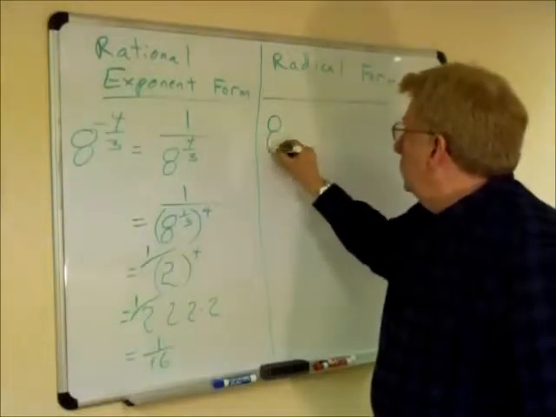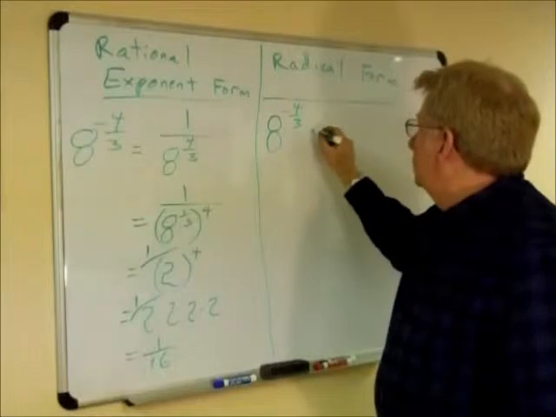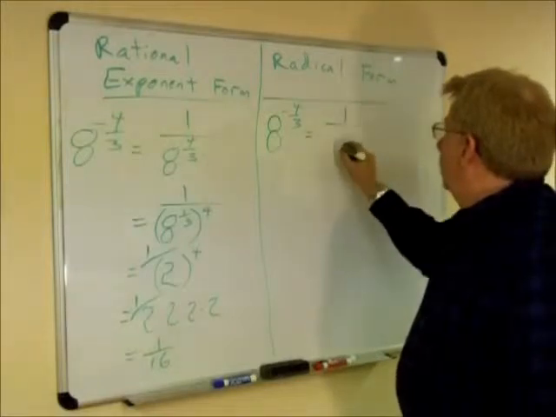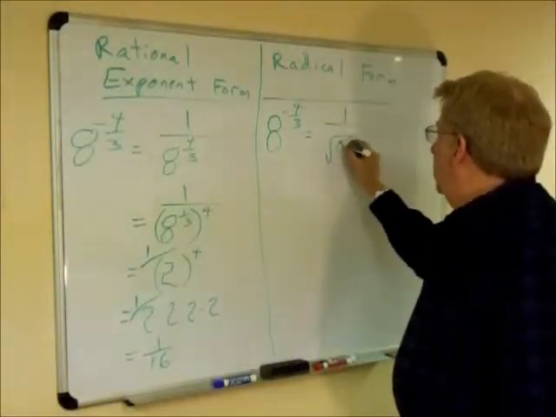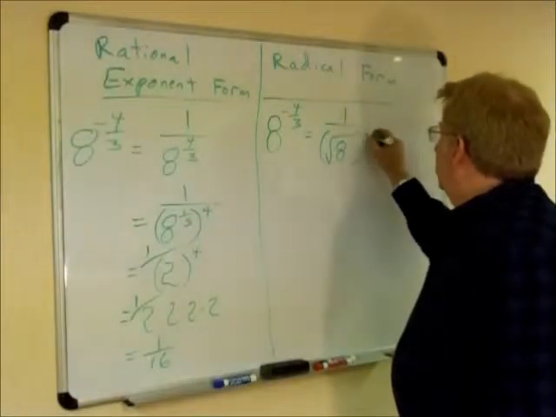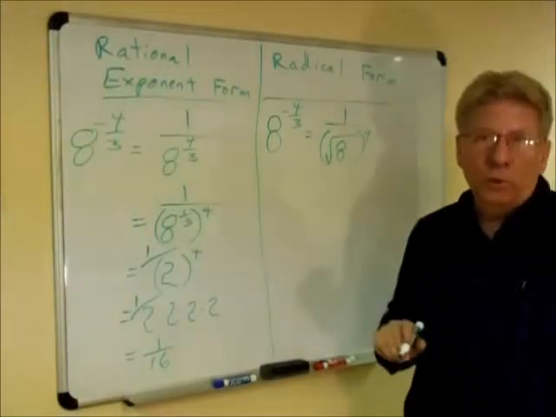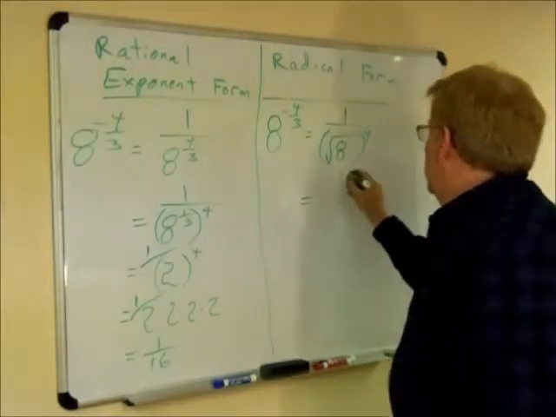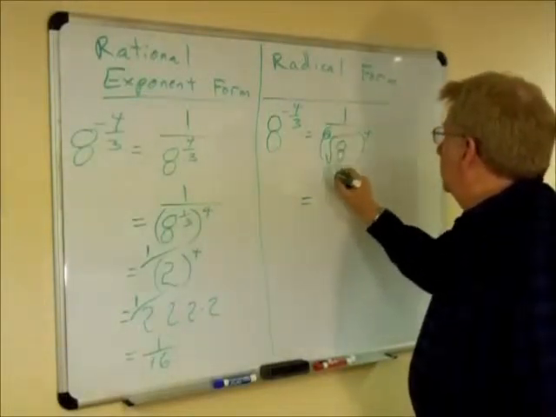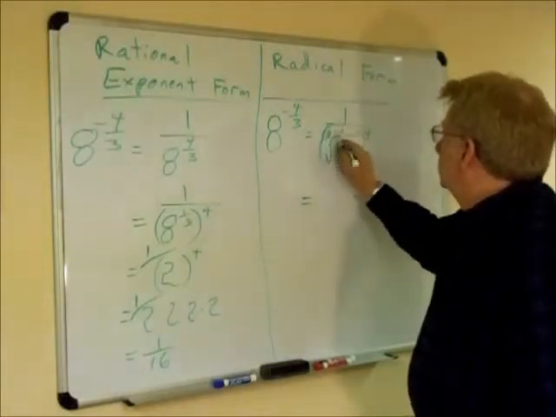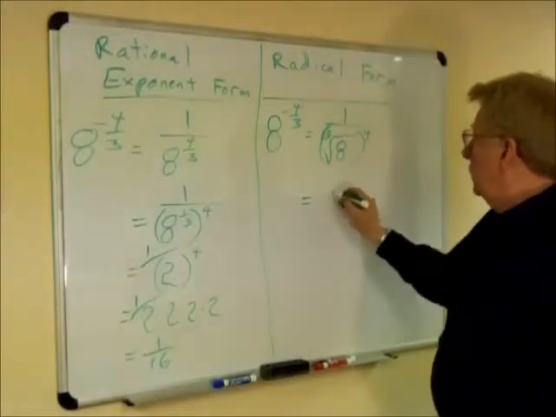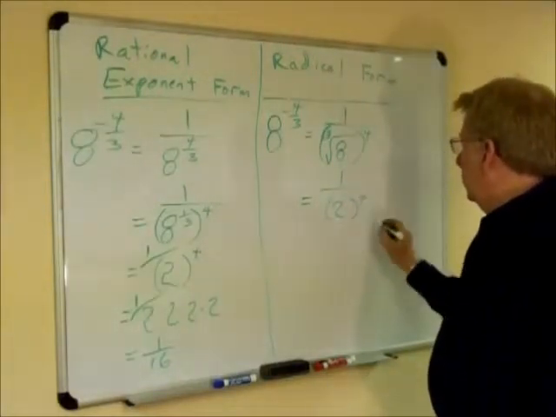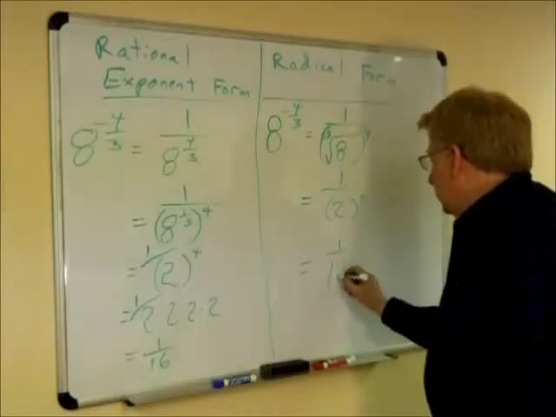So we have 8 to the minus 4 thirds. And that would be 1 over the cube root of 8, and that quantity to the 4th. Here we have it in radical form. So we can take the cube root, I should have put the 3 there, like so. So 8 to the cube root. So we have 1 over, the cube root of 8 is 2, it's to the 4th. So we have 1/16 again.